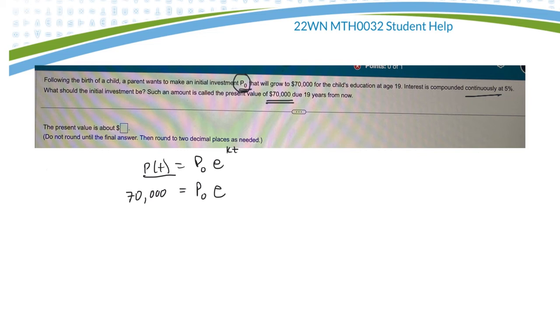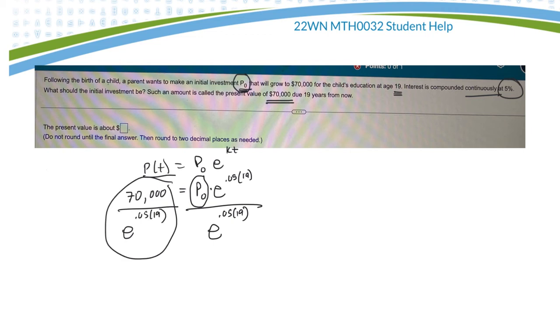They say it's 5%, right? So k is 0.05 times t. They're born and they want to have 70,000 by the time they're 19. So the time is 19. So here I need to solve for P0. Basically, I can just divide both sides by e to the 0.05 times 19. So I just need to do that on a calculator. Let's try that.